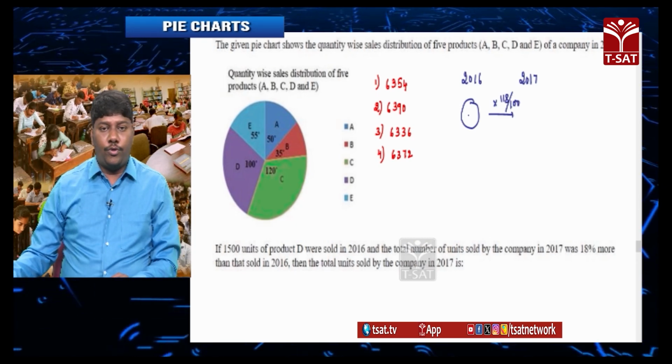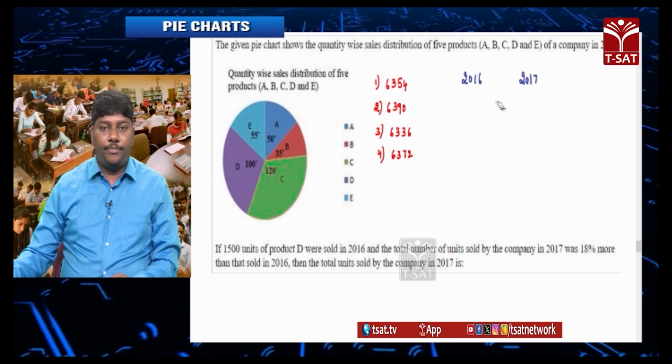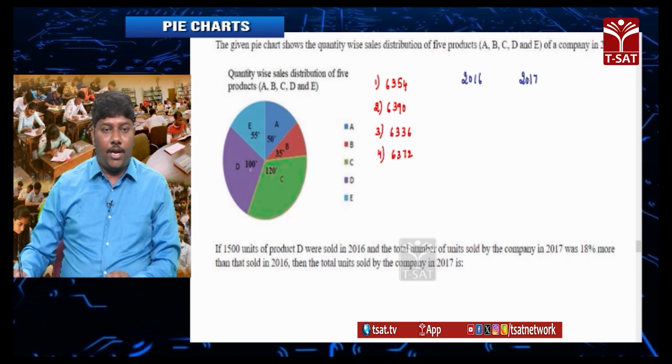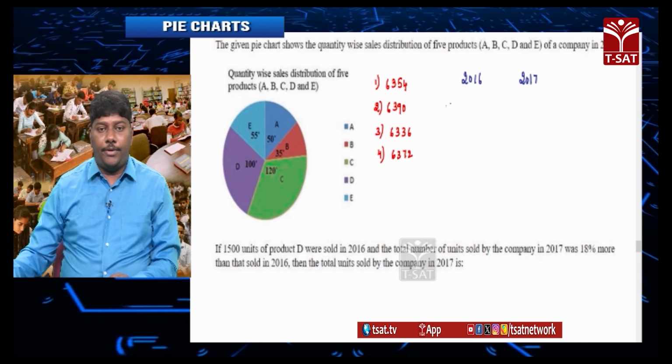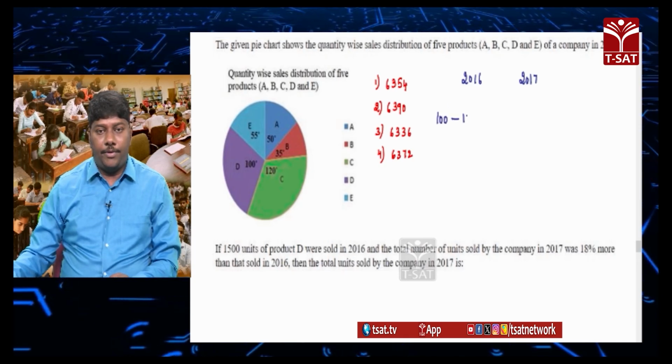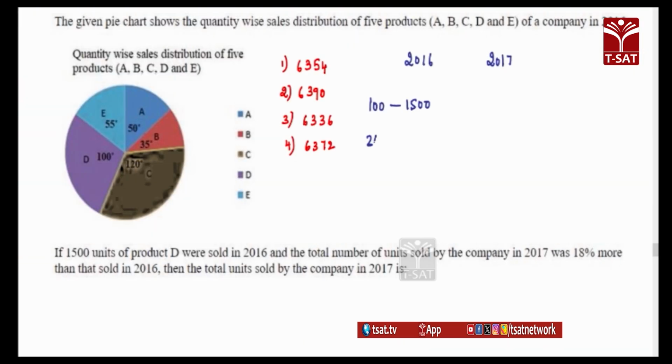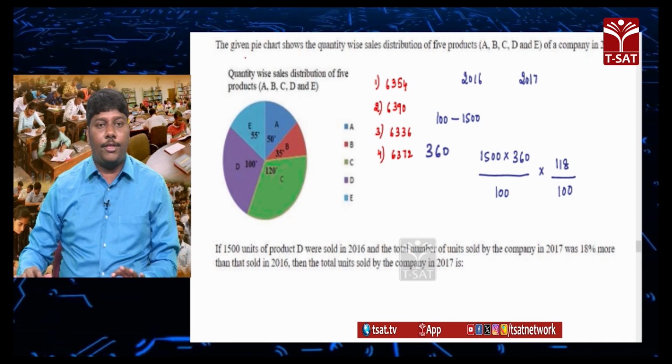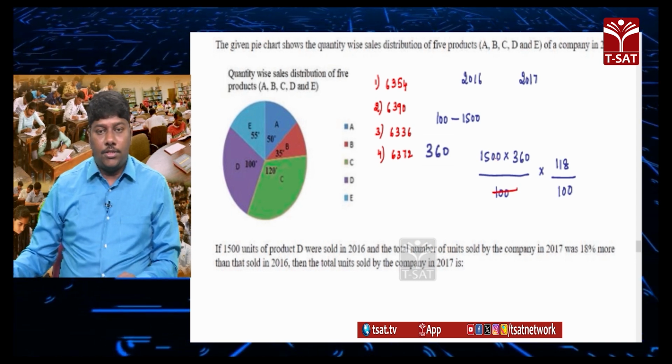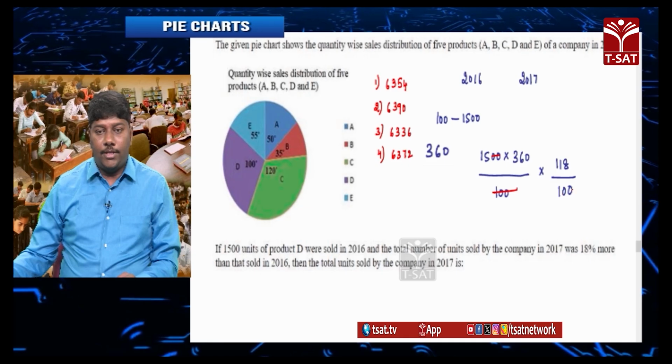Now how do I find out total in 2016? That is simple. 100 degrees is how much? 100 degrees is given as 1500. If 100 degrees is 1500, then what is 360 degrees? So that is 1500 into 360 divided by 100. This is total data in 2016, and you are increasing it by how much? 18%. This is total data in 2017. In one single equation, I am writing everything here. Zeros cancel, 1 0 1 0 cancel.